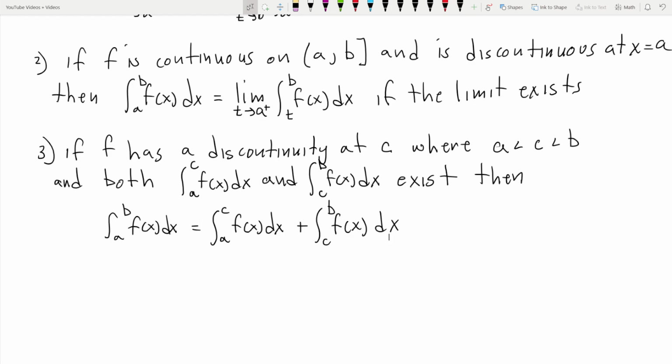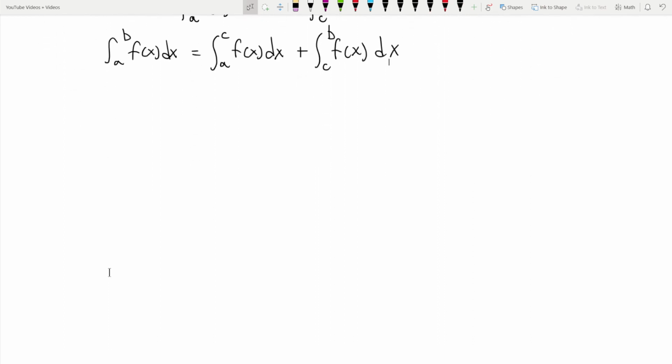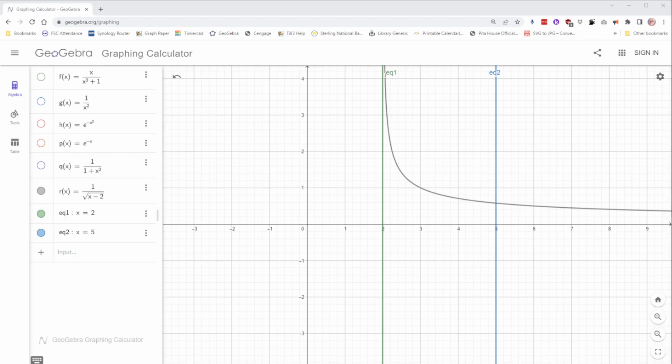All right, so let's take a look at an example. Let's do the antiderivative from 2 to 5 of 1 over the square root of x minus 2 dx. One of the things we might want to do here is to look at a graph.